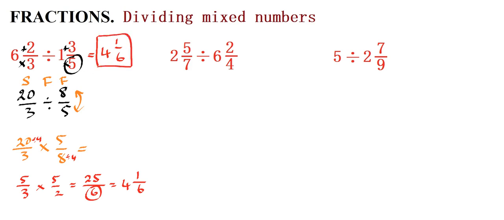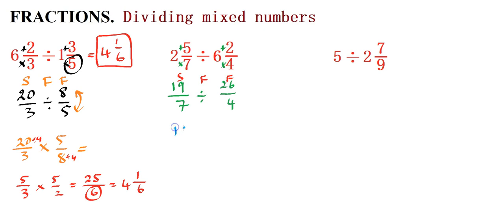Similar process to solve the next one. So again, we convert the mixed numbers to improper fractions. So 7 times 2 plus 5 is 19. And that goes over 7. And 4 times 6 is 24. Plus 2 is 26 over 4. Okay. So now we can do the stick, the flip, and the flip.